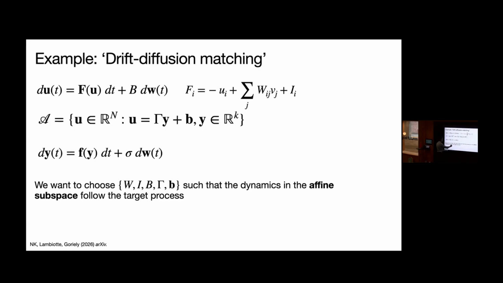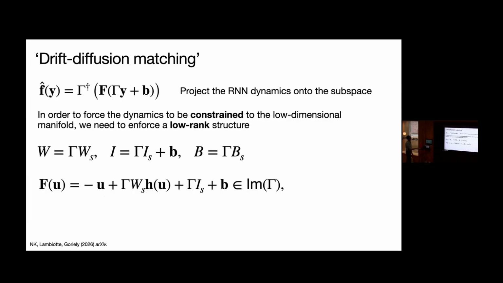We want to specify what the dynamics are. So we want them to follow some target process, and we want to train it. So we want to fix the weights, the input biases, the noise, and the manifold itself to follow this target process. And we came up with a technique to do this called drift diffusion matching. And it's totally non-biological. What we do is we basically say, what are the dynamics on the subspace given our network? And we're going to assume that the network has a low-rank structure. The low-rank structure means that you're constrained to this manifold itself. So I'm going to skip through some of the maths here so that we can go to lunch. But yeah, we're assuming it's low rank.